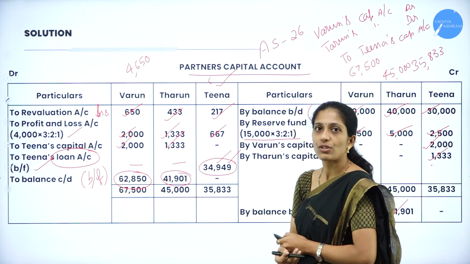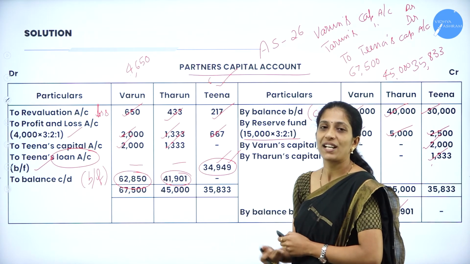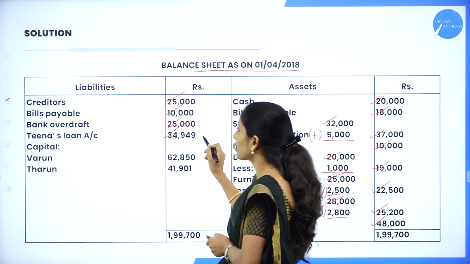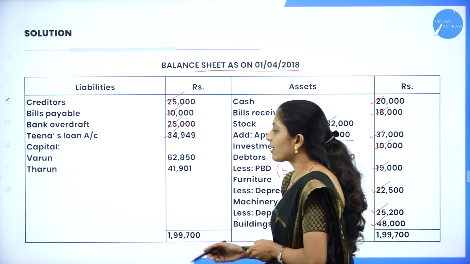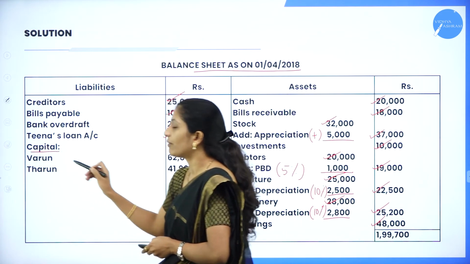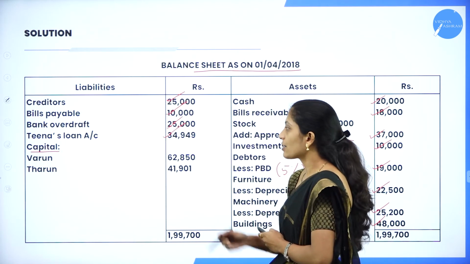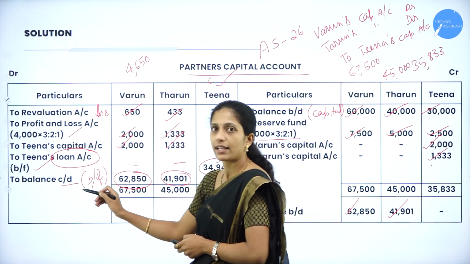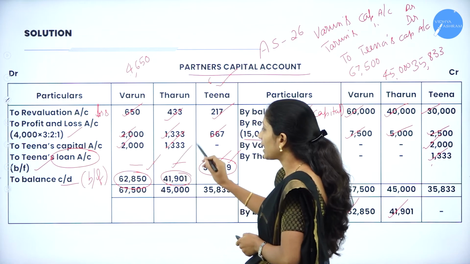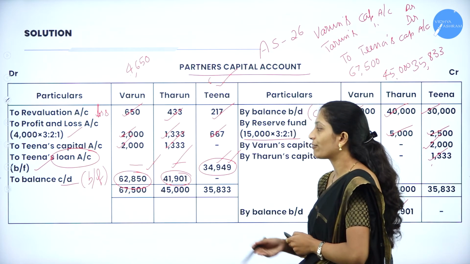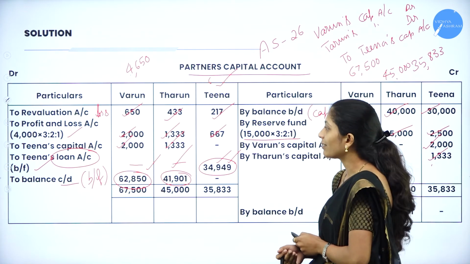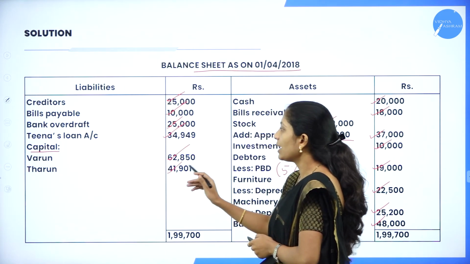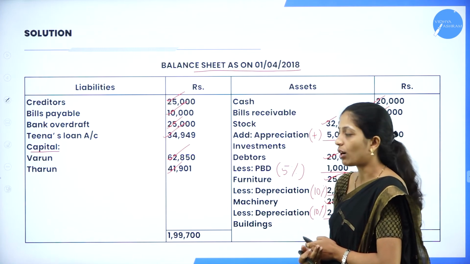That is 34,949 in the liability side of the balance sheet. So how to take? That is Tina's loan account 34,949 and the remaining partners' balancing figure will be taken as capital. That is Varun and Tarun. Now if you see the amount here, the amount we have carried down. So this amount has to be taken as capital. So Varun 62,850 and Tarun 41,901.